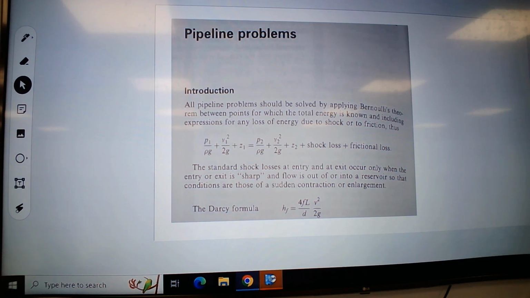Then we use a formula known as Darcy's formula. Darcy's formula is given by that one. The head loss is 4 times the friction factor f, times L divided by the diameter, multiplied by the velocity squared divided by 2g. We will discuss that one in detail. Okay, so if we go to the next slide, please.